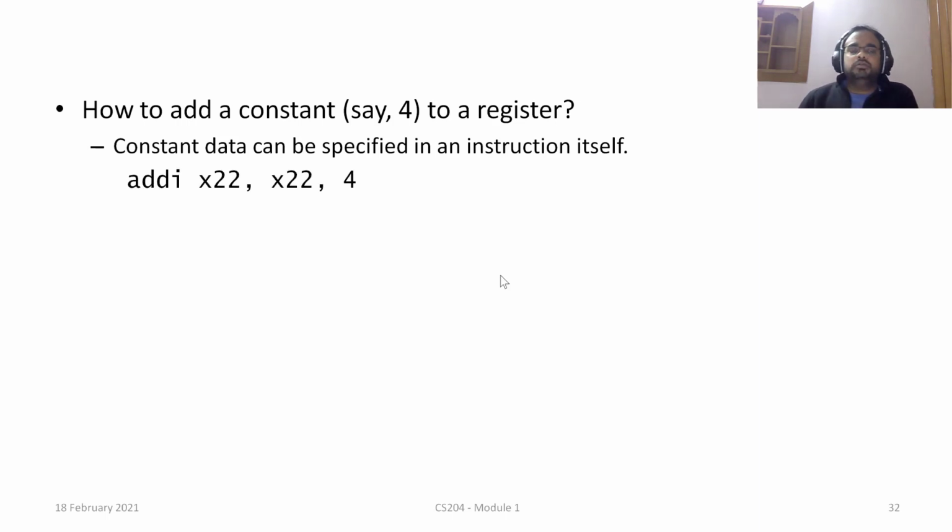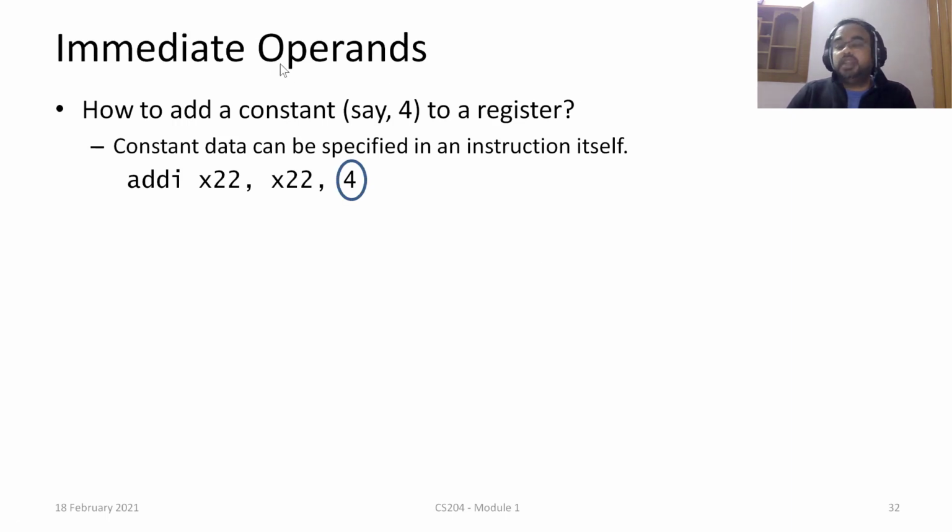Okay. So the specialized instruction for this is ADDI, add immediate. What this instruction does is the value in x22 is added with a constant value 4, and the resultant will be written into the destination register, which happens to be x22 here. These types of instructions are called immediate instructions, and the operand we give here is called an immediate operand because the value is immediately available, readily available to us.